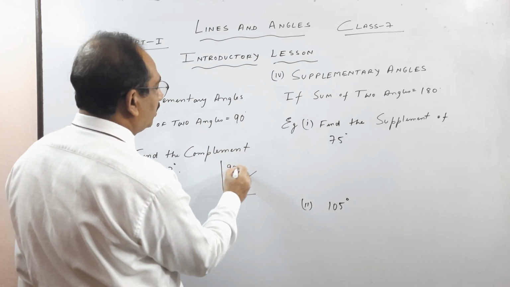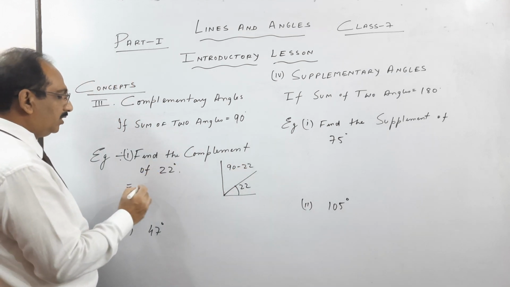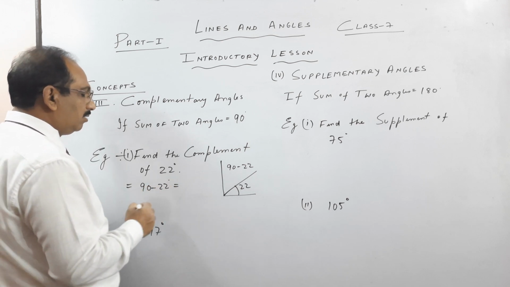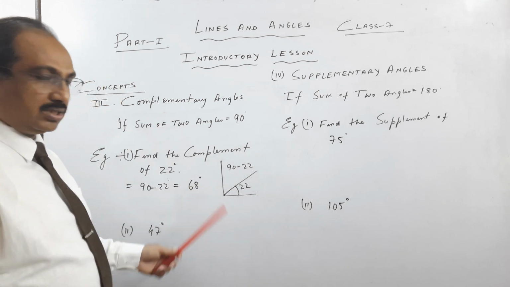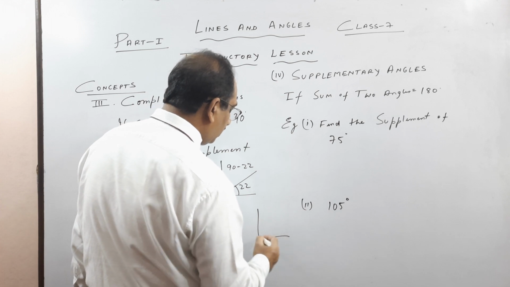So this angle will be 90 minus 22. So find the complement of this. The complement of 22 degree will be 90 minus 22, it will be 68 degree. Okay, children, once more, if you see, I can draw a figure like this once more.